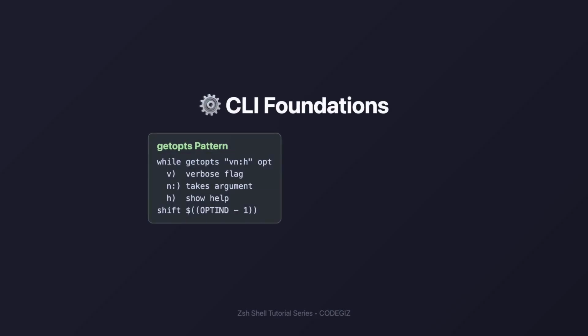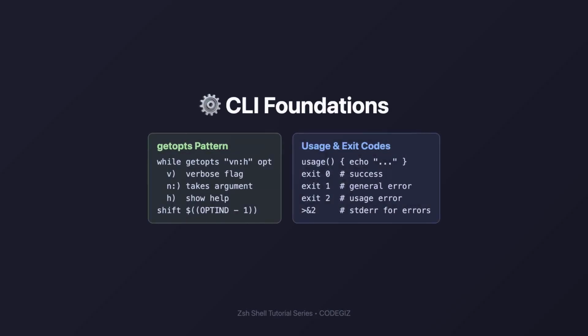CLI tools need to handle arguments. That is where getopts comes in. It defines flags like -v or -n with a value. A colon after a letter means that flag takes an argument.